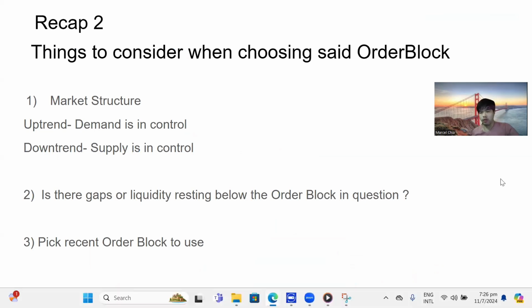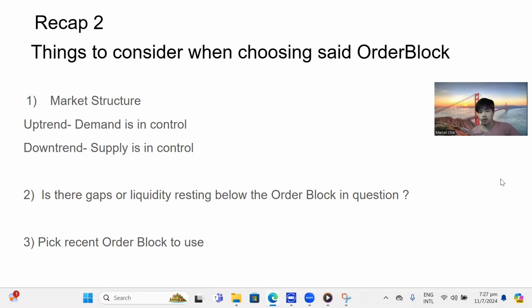Just to recap, the very first thing we look at is market structure, where on the uptrend, demand is in control, supply is getting breached. On the downtrend, supply is in control, and demand is getting breached, right? Then next, we have to see if there's an existing gap or liquidity resting below the order block in question. Because if there is an area of liquidity resting, chances are the market might potentially sweep it off before price goes the opposite direction as a whole, right? Your stop loss might become the liquidity point.